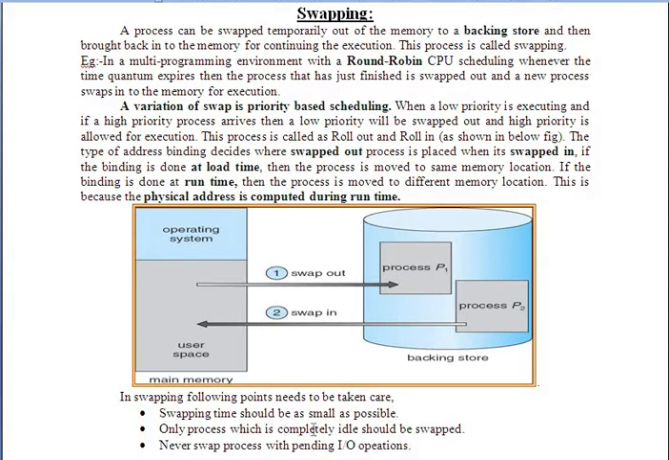Now only a process which is completely idle should be swapped out. As far as possible we should make sure that a process which is not at all used by the user should be swapped out of the memory and put in secondary memory. Because we don't want processes which are not executed by the CPU right now to occupy memory, as it will waste my time and space especially. So only processes which are completely idle should be swapped out.